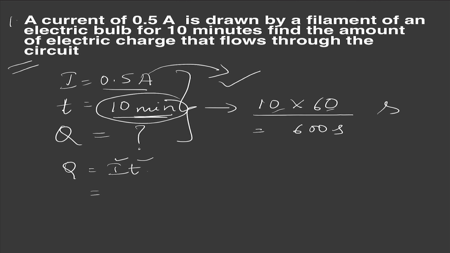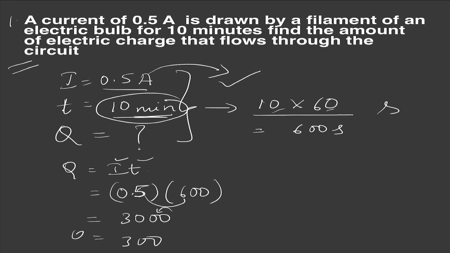Now we can substitute. What is I? It is 0.5. What is time? It is 600. On multiplying, we get 5 sixes are 30 followed by 2 zeros. Since we have a decimal point after one digit, we also shift the decimal point to the right side. So we will be getting the answer as 300. What is the SI unit for charge? It is coulomb. Hope this numerical is clear.